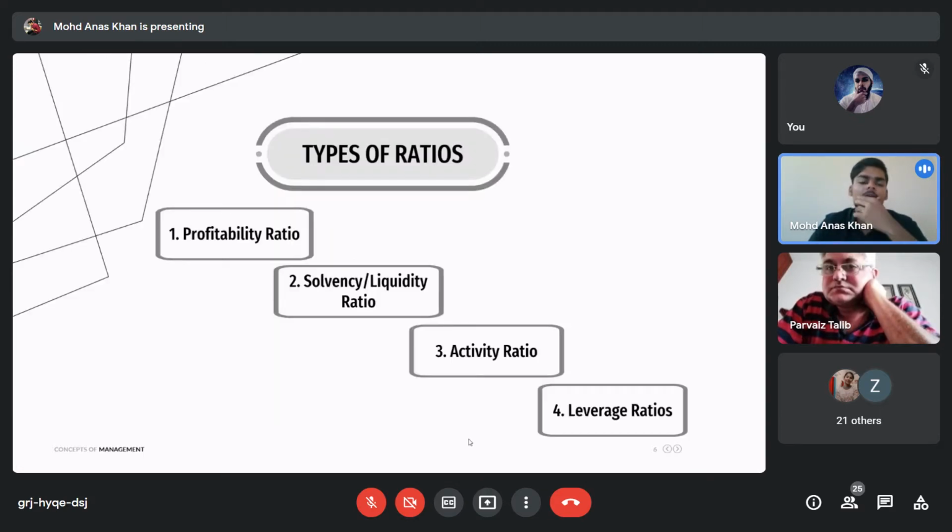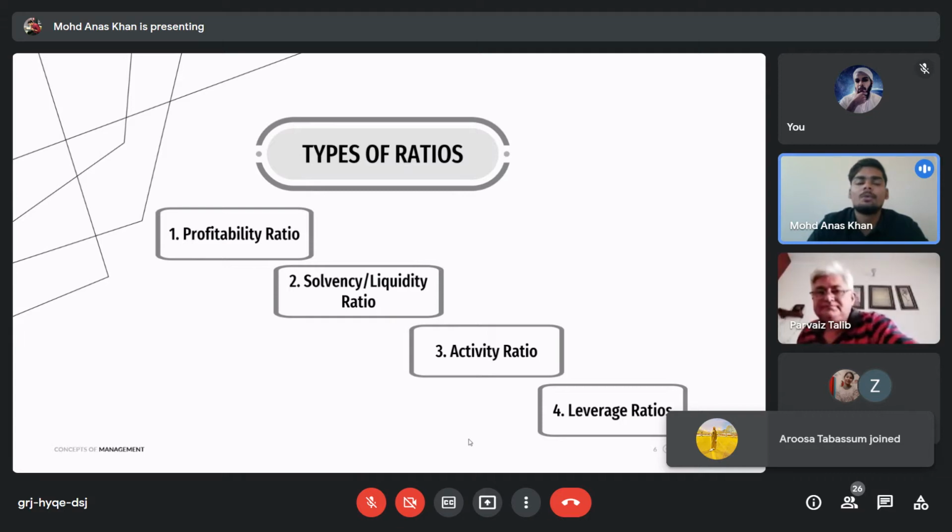Under financial control, we come to types of ratios. Number one is profitability ratios. It suggests the ability of an organization of getting maximum return on investment. An ideal ratio is greater than 10. The second one is solvency or liquidity ratio. It suggests the ability of an organization to liquefy its assets as and when the need arises, as and when it is required. The third one is activity ratios.